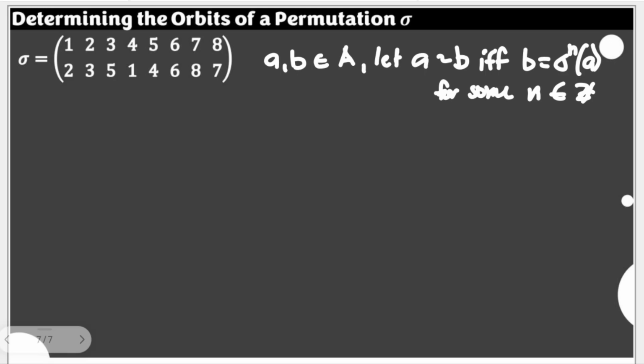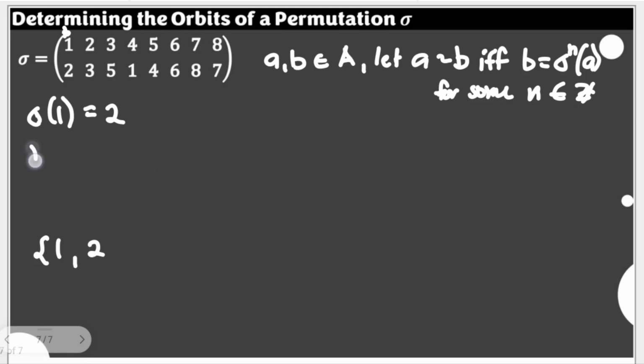So let's start with the mapping from 1. We have here 1 is mapped to 2. So you have here 1 and 2. In this case, 1 is related to 2. So if we have here a certain set with 1, we are not really sure that 2 is part of the orbit of 1.